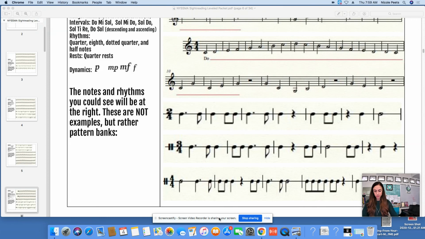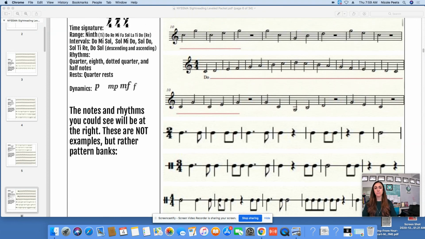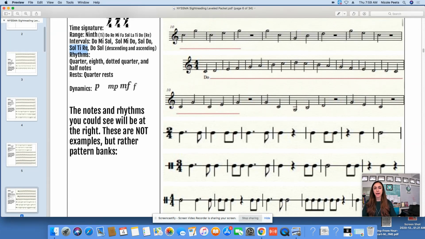Best of luck in your transition from a level 4 to a level 5. The main thing to remember is that we add sol, ti, re in a 5, and we add a dotted quarter note followed by a single eighth note. Good luck.